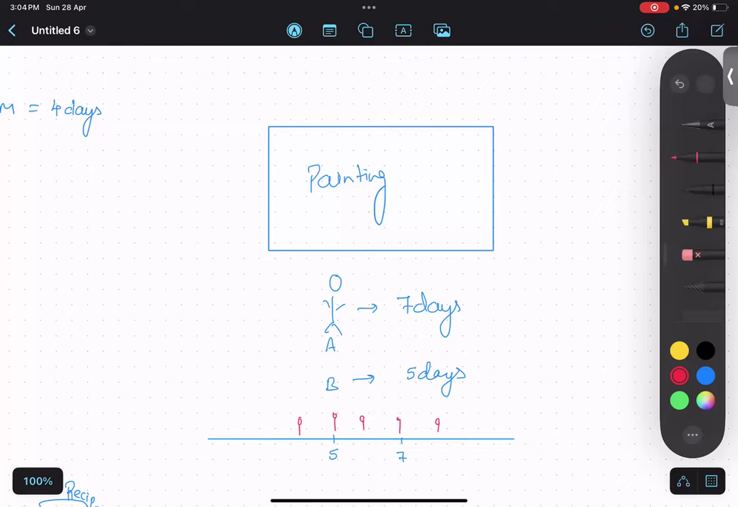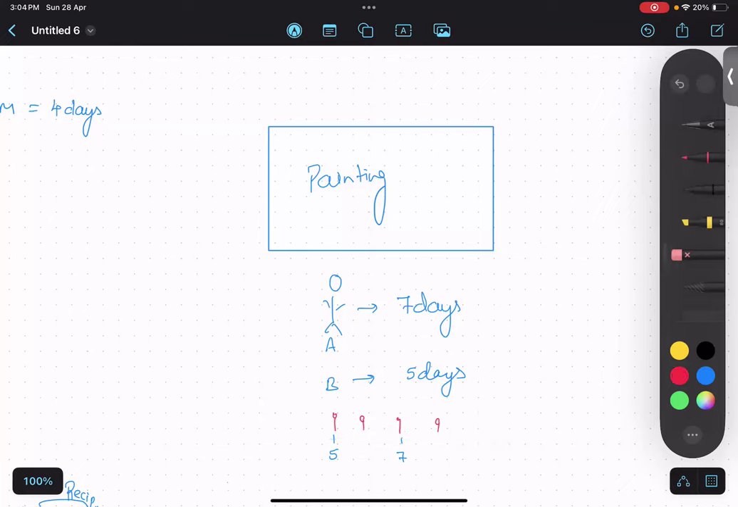Because B, if he does the work alone, finishes the work in 5 days. The work will get finished over here. Now you both are doing the work, so it will be less than five. Understood? Yes.